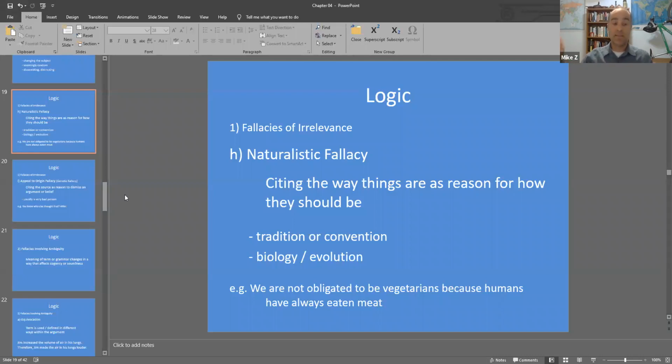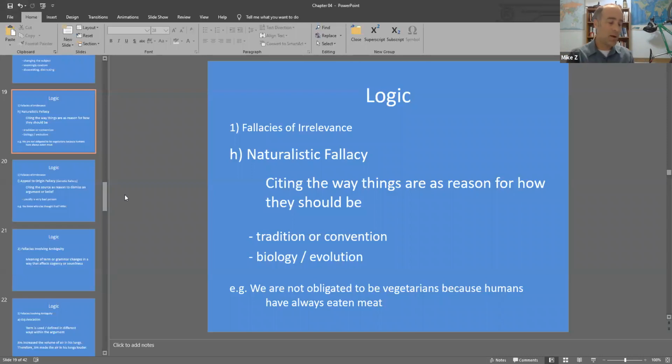Now, it could be that these things have been done that way in the past for good reasons, but then we need to look at what those reasons are. Just talking about the fact that this is the way things have always been done, that in and of itself is not a good reason. So that's certainly not a decisive reason for keeping things the same way as they have always been.